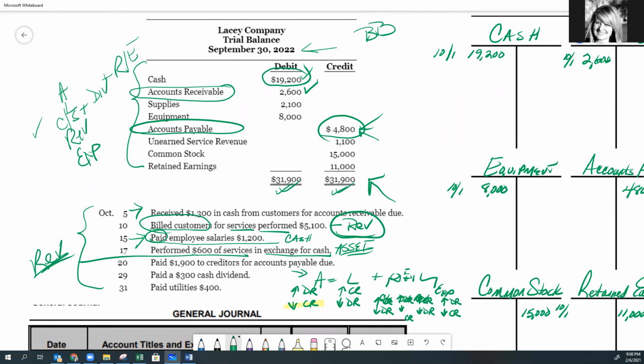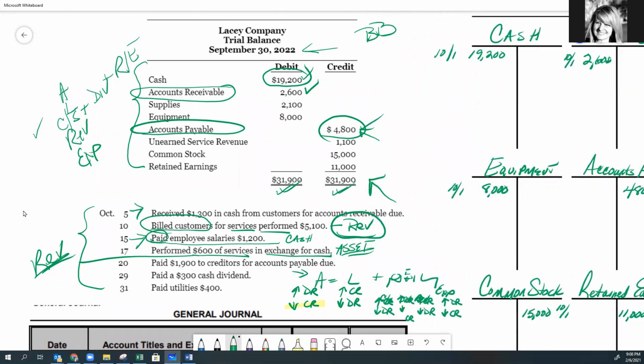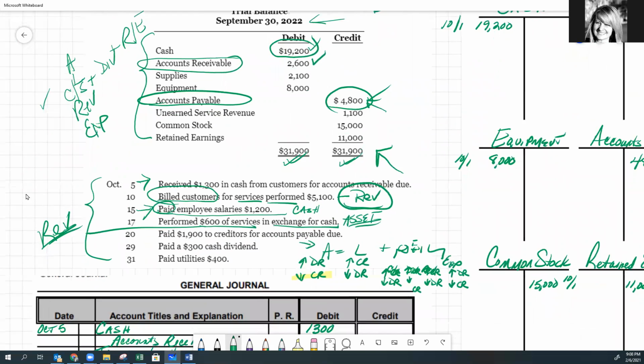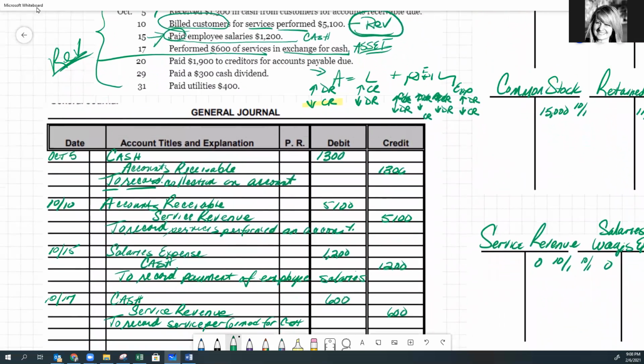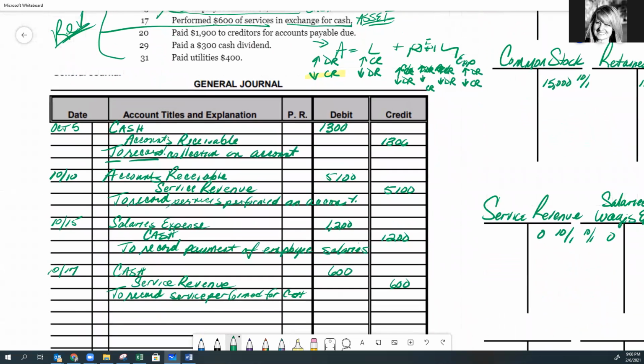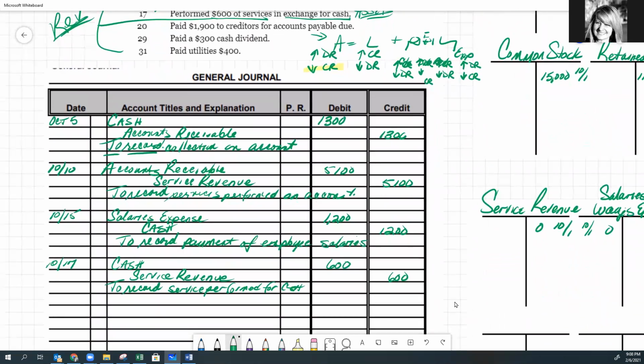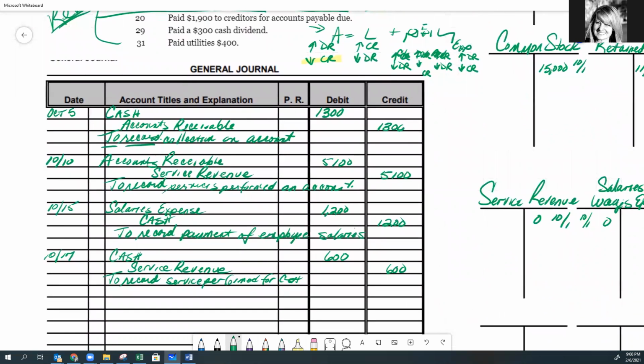So that liability is going to decrease. It's going to go down. And we're going to use our cash. So our cash is also going to go down. So cash is an asset, and we're going to make it go down with a credit. Let's put our date in here, 10/20.